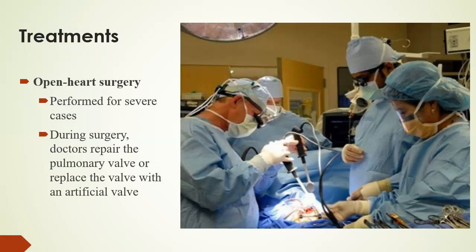So when you have a very severe case of pulmonary stenosis, open heart surgery is more than likely required. And during that surgery, the doctors will go in and repair your pulmonary valve or even replace the valve with an artificial valve. And if they're just repairing the valve, they'll do something very similar to what they did with the balloon valvuloplasty. However, because it is a severe stenosis, they do have to open you up. And like I said, the technology is so advanced that the majority of pulmonary stenosis patients can go without having open heart surgery anymore.